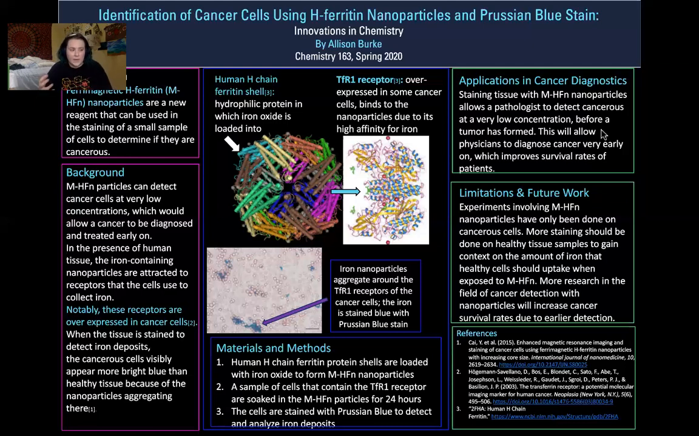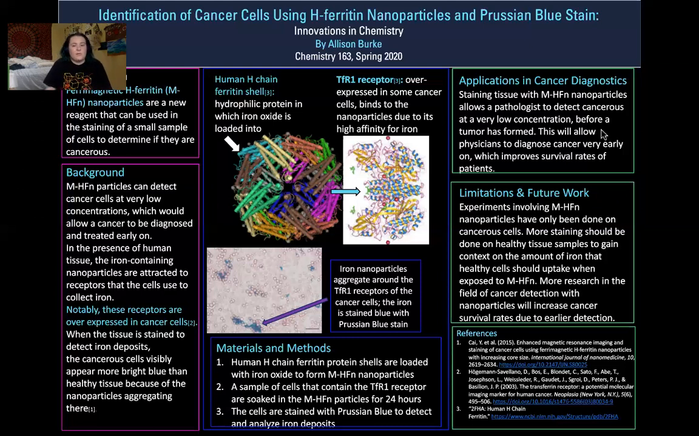But as I said earlier, you can't do these experiments on healthy tissues in the lab because healthy cells in the lab will just die. If you've heard of HeLa cells, that's where we started hearing about how cancerous cells can be immortal, and that's why scientists do experiments on them. But because of that, there's not really any information about how these particles bind to healthy tissue and healthy cells that express the TFR1 receptor.